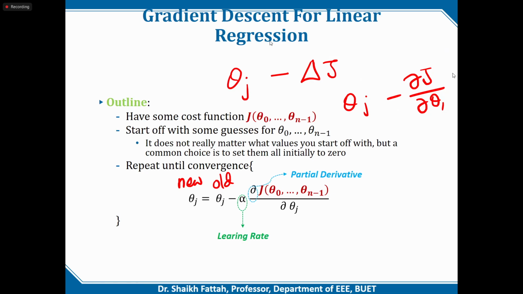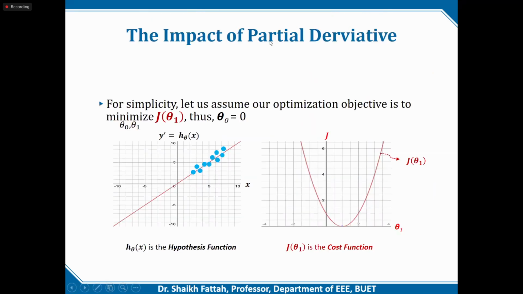So gradient descent, this del J del theta, this is the gradient. Descend means descending. So this is the formula. Theta old minus alpha into del J del theta. So yes, we can memorize it, but my objective is to make you understand why it is like that.